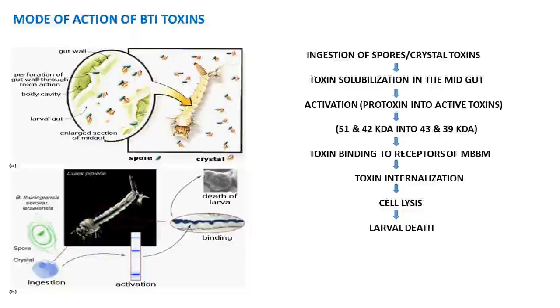These activated toxins are ready to bind to the receptor sites on the midgut brush border membrane. Once the activated toxins bind to the midgut brush border membrane, they get internalized, which leads to lysis of the cells. Finally, death of the larva occurs. This is the putative mechanism of the mode of action of the bacteria with respect to mosquito larvae.